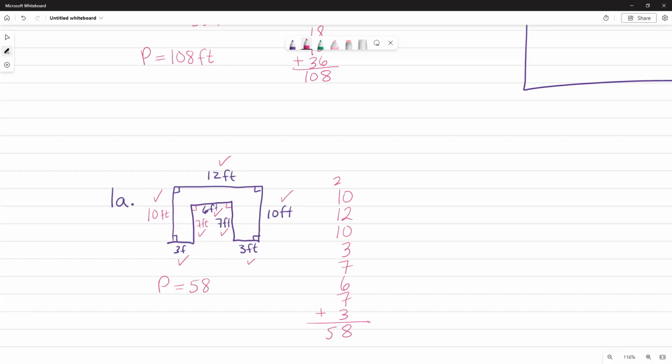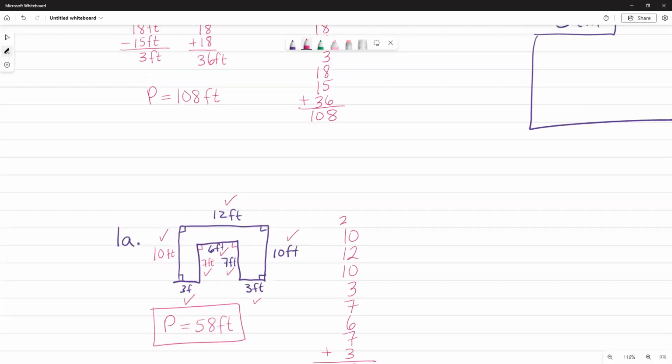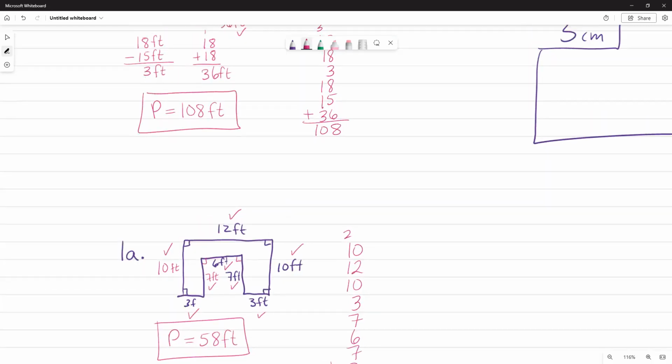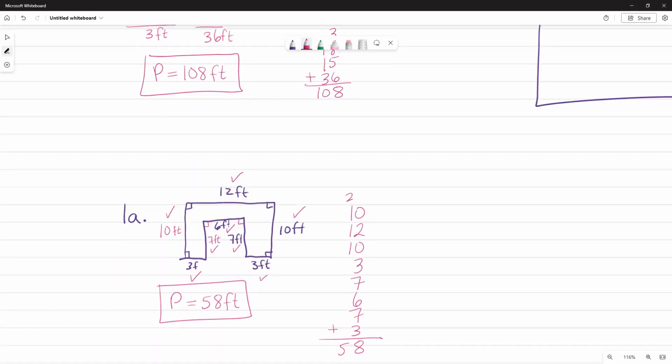Don't ever forget your units, feet. We've got to keep our units in our answer. So it's not just 58, it's 58 feet. Same thing up here. All right, so try that again for B and C and D. E is a little bit confusing, but just do your best.